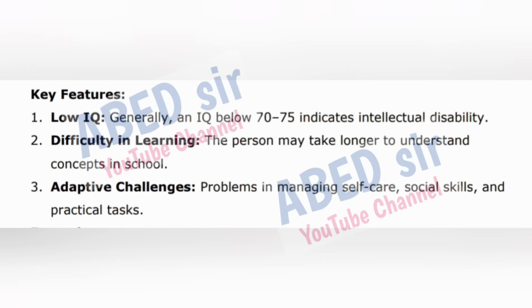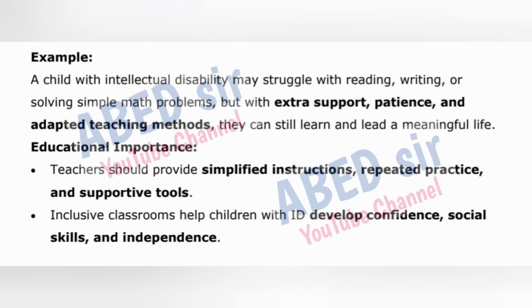2. Difficulty in learning. The person may take longer to understand concepts in school. 3. Adaptive challenges. Problems in managing self-care, social skills, and practical tasks. Example. A child with intellectual disability may struggle with reading, writing, or solving simple math problems, but with extra support, patience, and adapted teaching methods, they can still learn and lead a meaningful life.